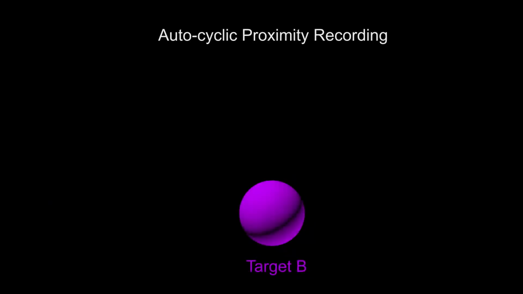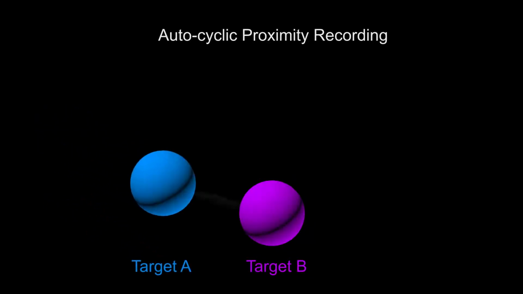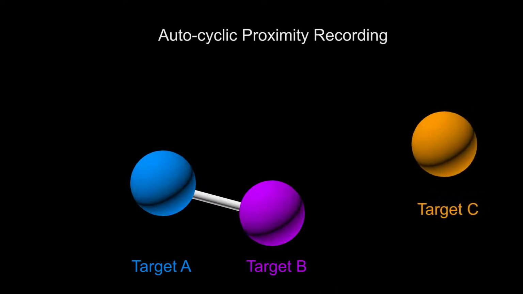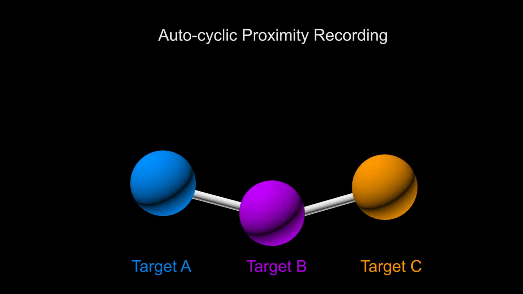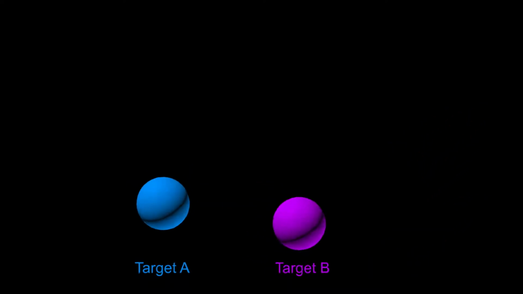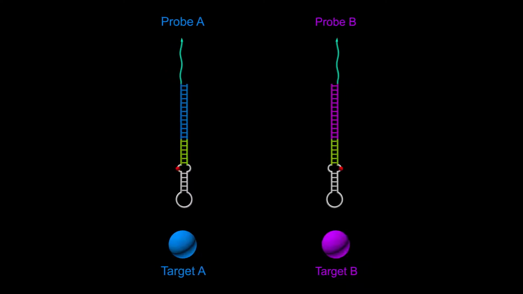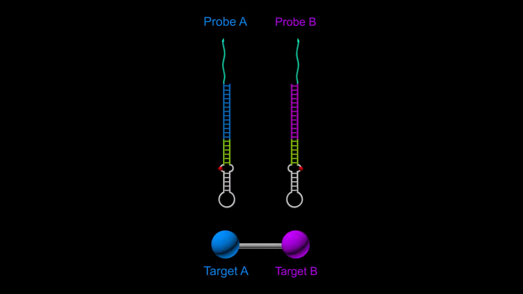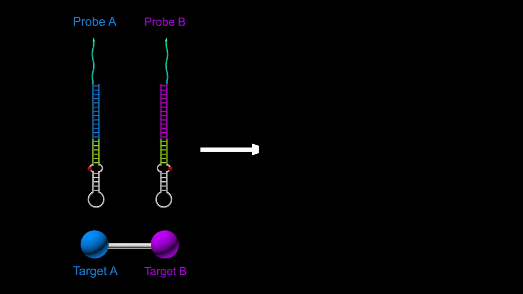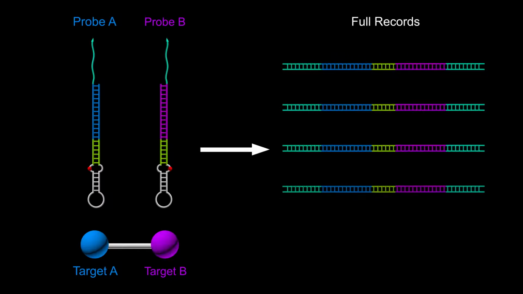Autocyclic proximity recording was developed to detect the proximity of an individual molecular target to one or more other targets. Central to the mechanism are chemically modified DNA probes. Each target has a probe with a specific sequence. A close distance between targets leads to the repeated creation at physiologic temperatures of molecular records of that proximity.